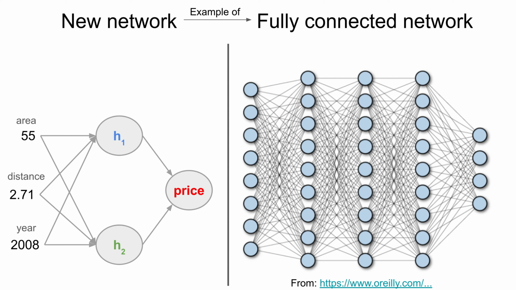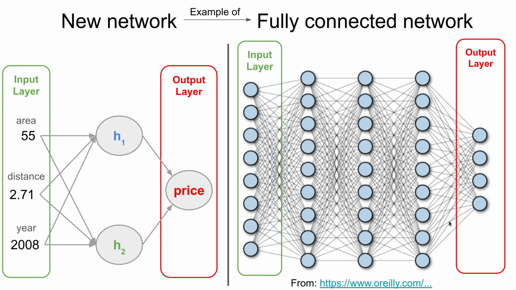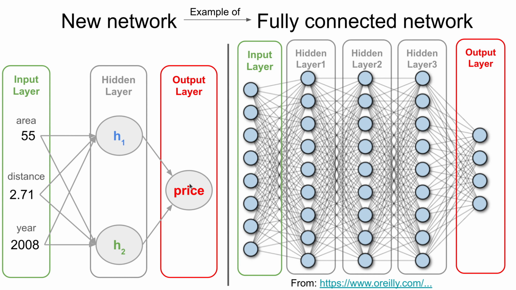And this example is a particular example for the fully connected networks. So usually you would have networks that look like this. We have an input layer, we have an output layer. Here we only have one output. And the ones in the middle are called hidden layers.